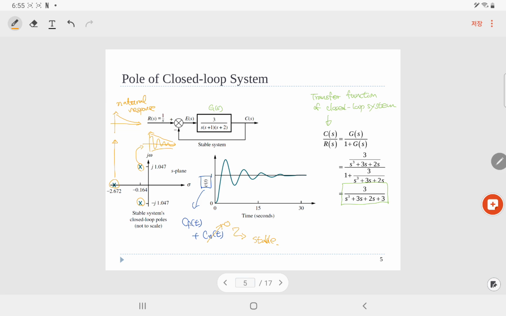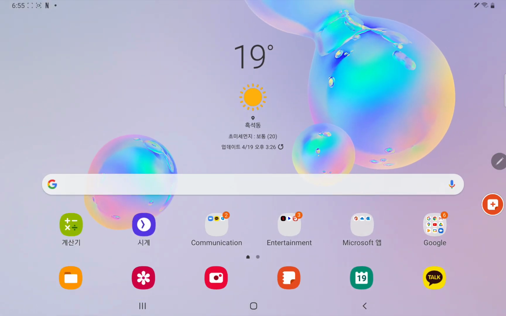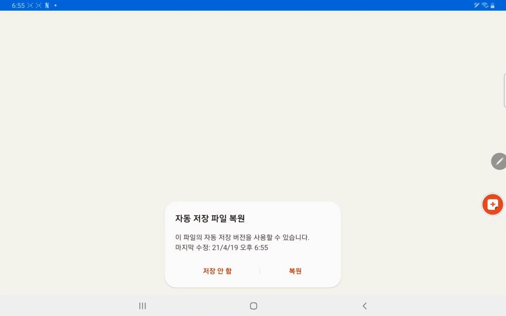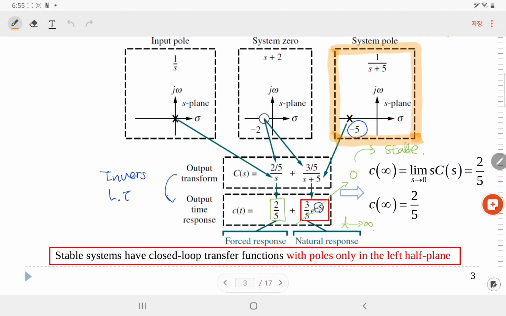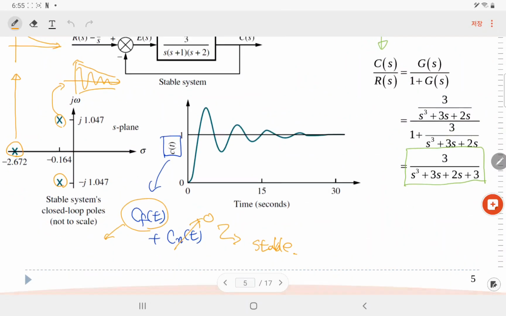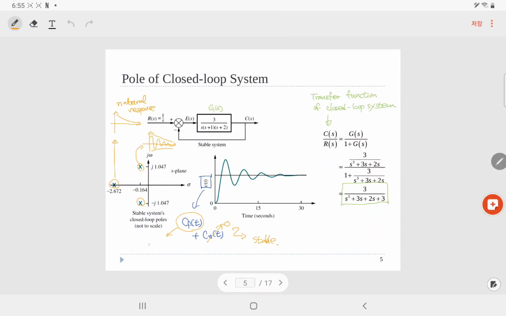In this case, the final value of the forced response, C_f at time t equals infinity, becomes 1. This is the case of a stable system.